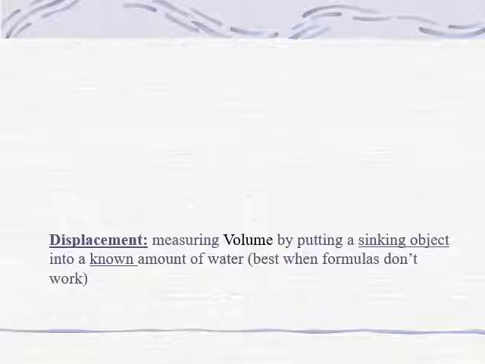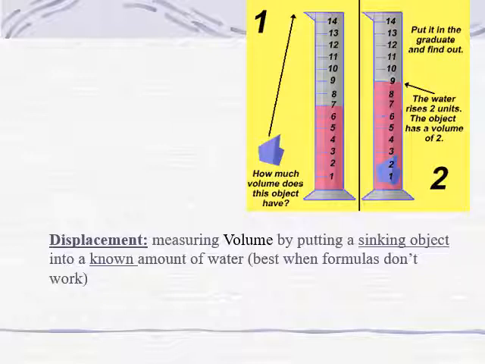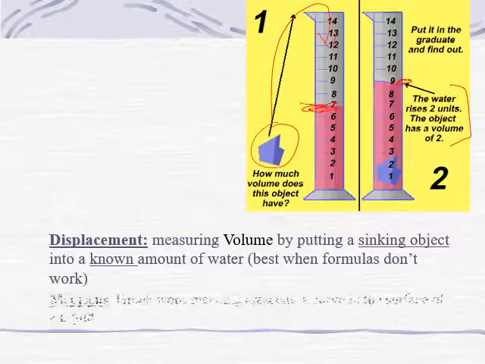That is measuring the volume by putting a sinking object, it must be something that sinks, into a known amount of water. It's best when you're talking about some object that's not a perfect cube or a perfect cone or a perfect sphere. So you take this irregularly shaped object, this rock here, and dump it in some known amount of water. At this point the water is up at 7. After it sinks, the water rises to 9, i.e. the water has risen 2 units. That is the volume of your irregularly shaped object. And again, this can be weird if the object is too big, so you've got to make sure your container is big enough as well.